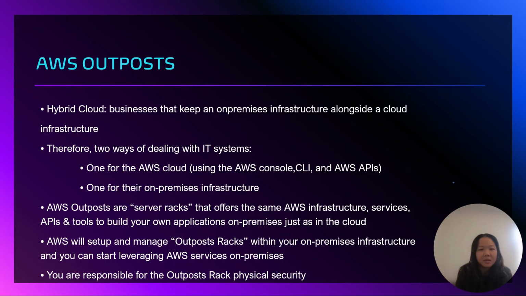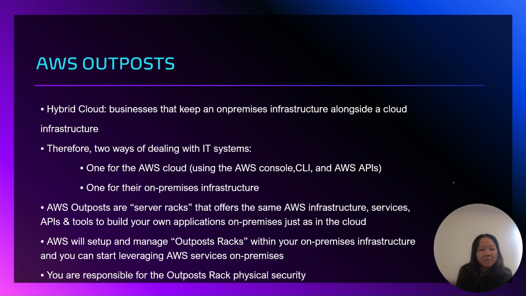AWS Outposts is for hybrid cloud: businesses that keep an on-premises infrastructure alongside a cloud infrastructure. Therefore, there are two ways of dealing with IT systems: one for the AWS Cloud using the AWS Console, CLI, and AWS API, and one for their on-premises infrastructure. AWS Outposts are server racks that offer the same AWS infrastructure, services, APIs, and tools to build your own applications on premises just as in the cloud.